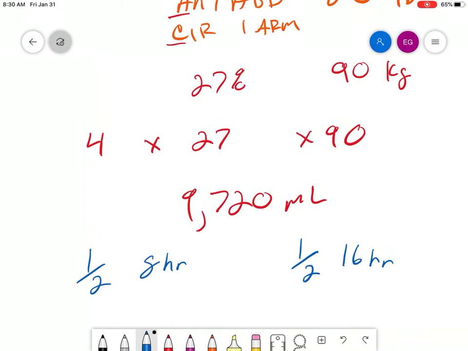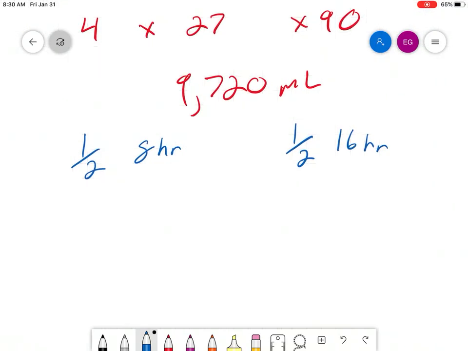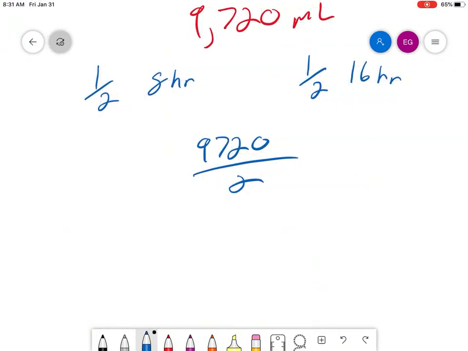So how do we get these halves? Well, we simply divide this number by 2. And that gives us an answer: 4,860 milliliters in the first 8 hours, and then in the remaining 16 hours we're going to give the other 4,860 milliliters of fluid to give us our total of 9,720.